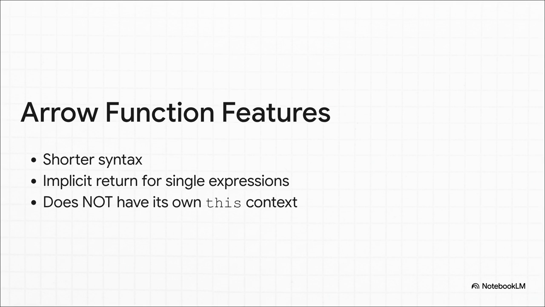Now, if you've been doing JavaScript for a while, you know the pain. You know how this keyword can be a total nightmare inside callbacks. Well, arrow functions just solved that. They inherit this from whatever scope they're in. That's not just a nice feature, that's a massive bug fix for the entire language. It makes our code so much more predictable and reliable.